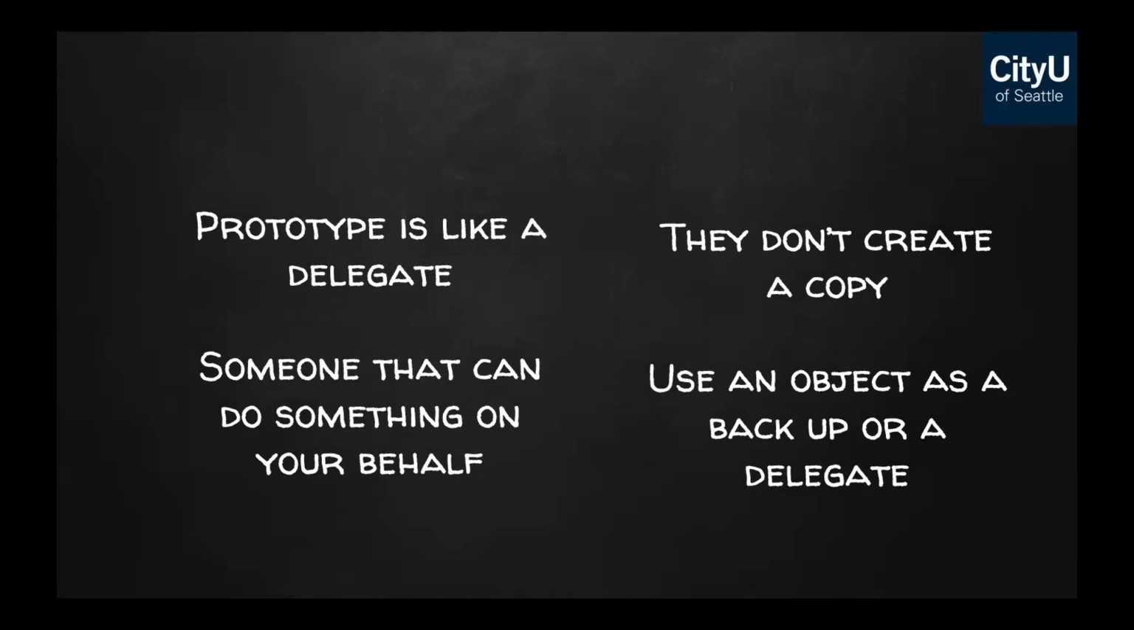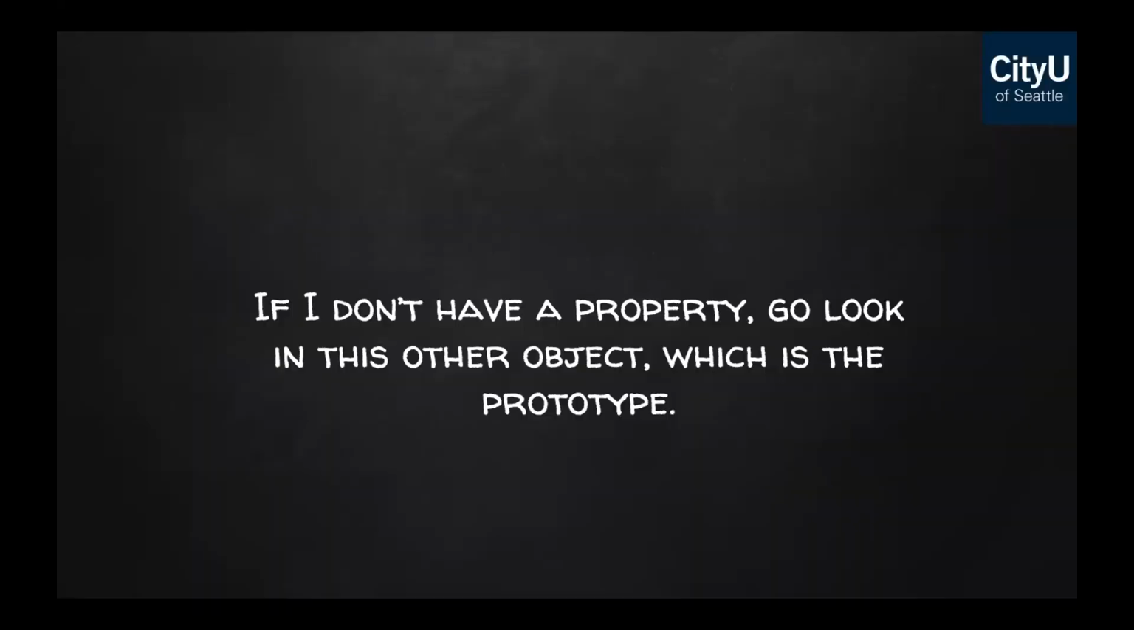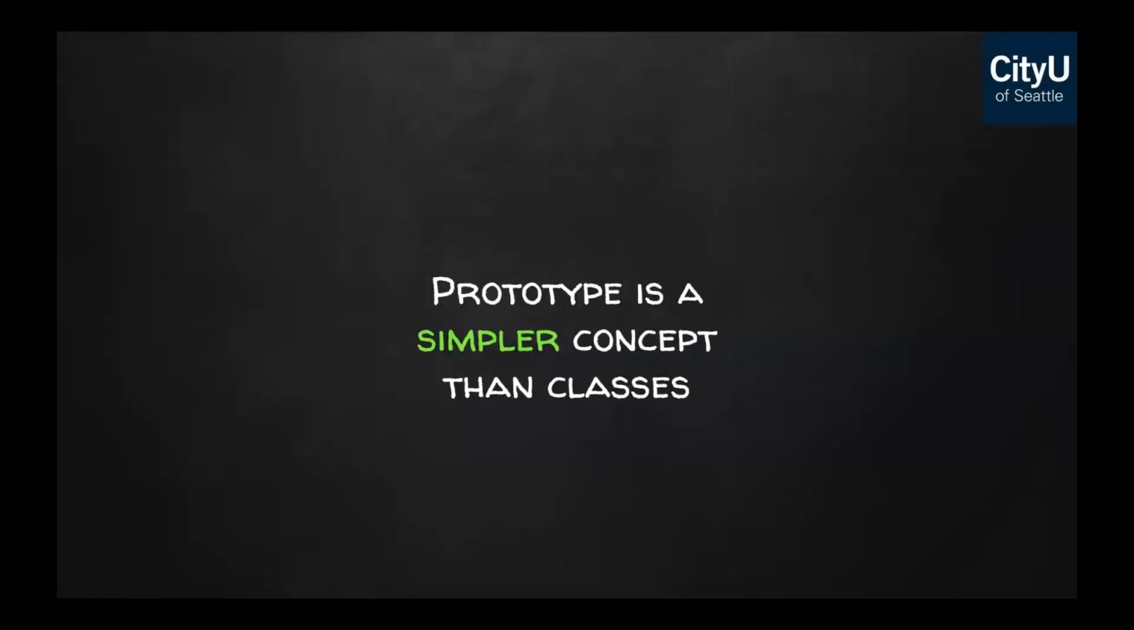With prototypes, another analogy is having a delegate, someone that can do something on your behalf, hence the fallback. They don't create a copy. They use an object as a backup or a delegate. If it doesn't exist in human, check in animal or check in person. If I don't have a property, go look in this other object, which is the prototype. Prototype is a simpler concept than classes. We just got used to the class-based approach, but a lot of people say prototypes are better.